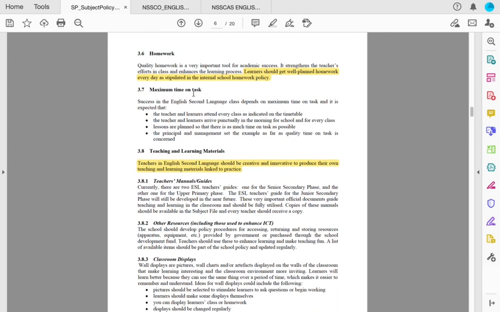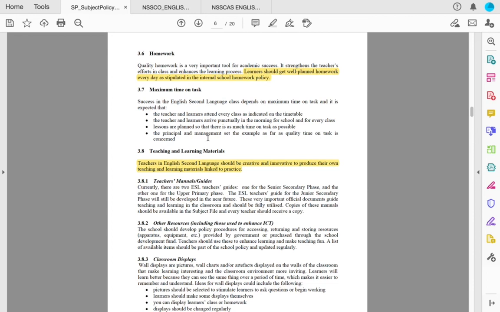Maximum time on task. You have to use as much time as possible on your task rather than wasting time, ensuring that all of you, the learners and the teachers, attend all of your classes as indicated on the timetable. They show up on time and they leave on time so that you don't eat up time for the other teachers. You make sure that you have thoroughly planned your lesson so that you don't waste your time on not knowing what to do with your learners.